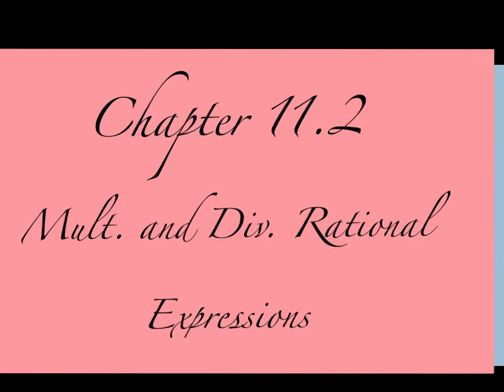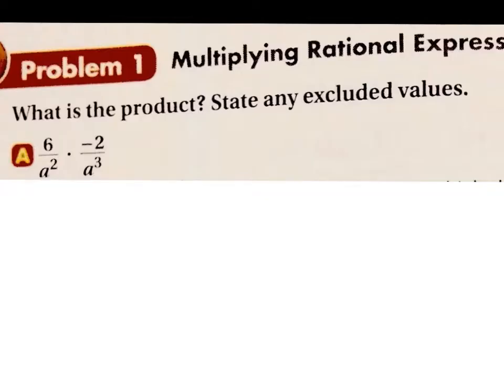All right, so we're going to do 11.2 this way. Again, this way seems to be a little bit easier. I was hoping the other way would be easier, but it wasn't. So we're going to do multiplying rational expressions first.